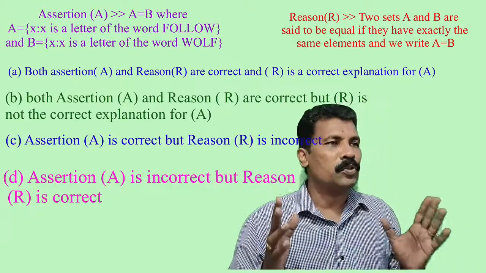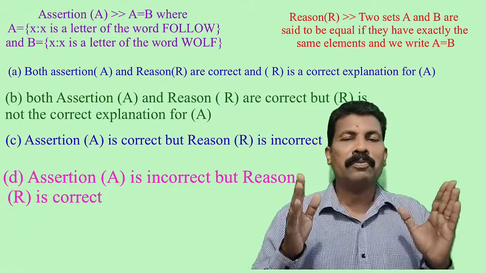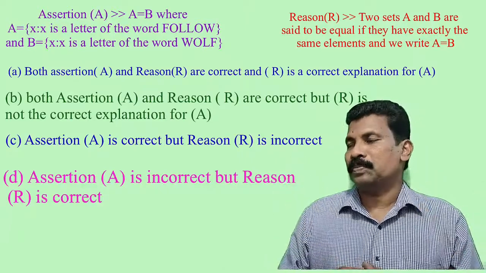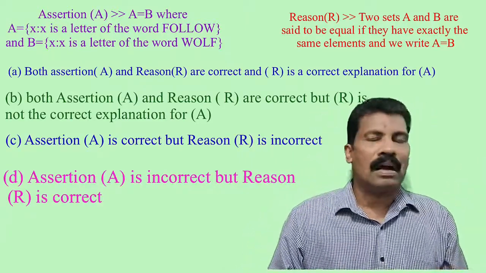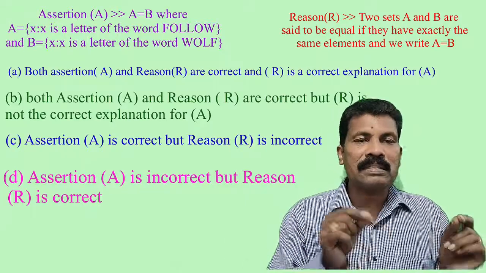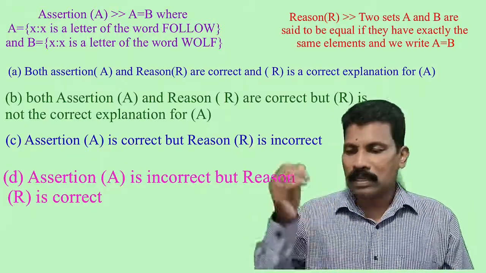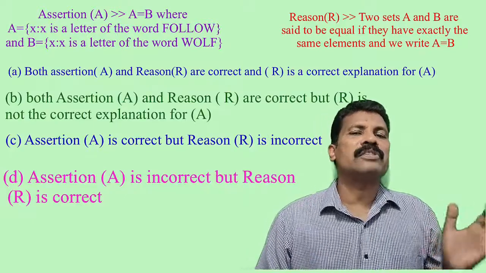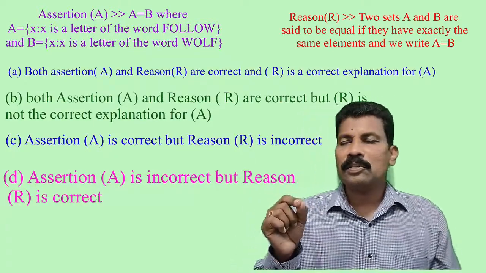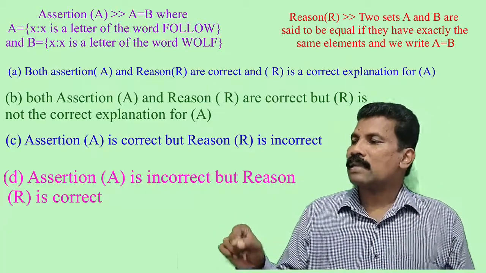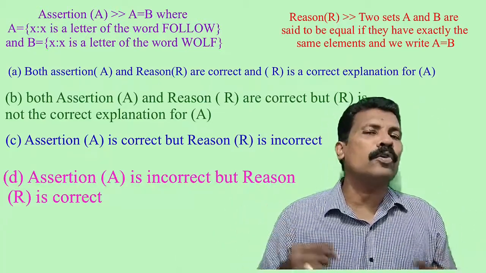Now, how to solve such a problem? So first of all, we have to analyze. We have to see whether the given assertion and the reason are correct statements or not. Now let us see what is assertion. Here assertion is that A is equal to the set of all x, x is a letter of the word follow.